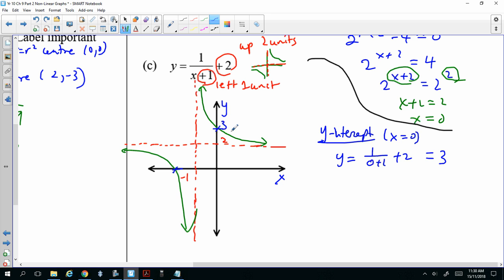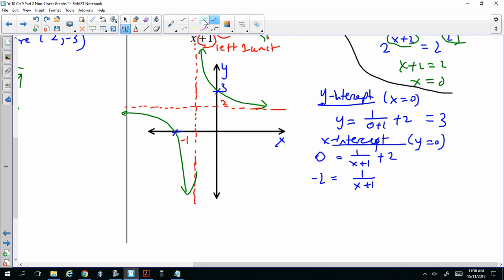The x-intercept will be a bit harder to do. Let's try to find the x-intercept. That's when y is 0. So in that case, you have to put 0 into y, and we'll have to solve an equation. So we'll move the 2 to the left, which is -2 equal to 1 over x plus 1. And when it's a reciprocal, you just take the reciprocal of both sides. So we get -1/2 equal to x plus 1. So x equal to -1/2 minus 1, which becomes -3 over 2, or -1.5. Okay, the x-intercept.